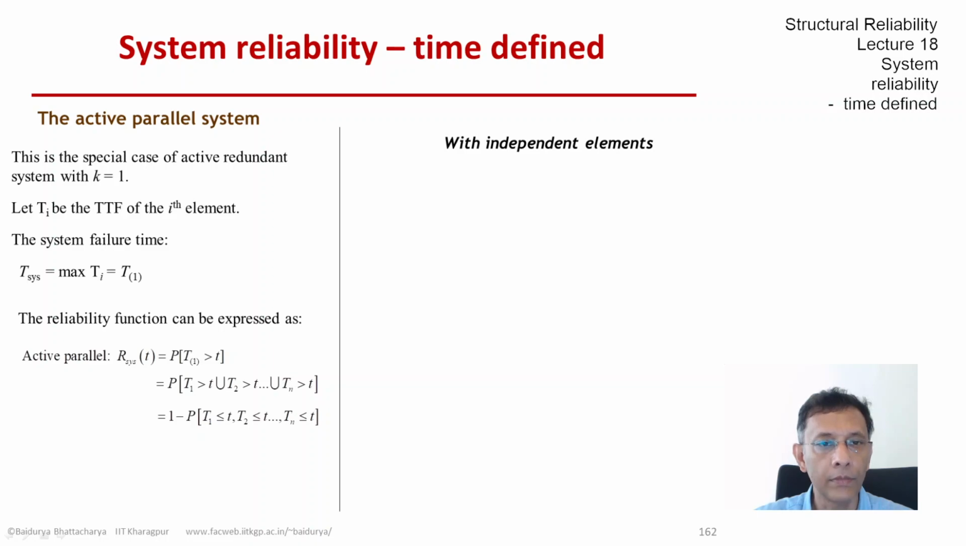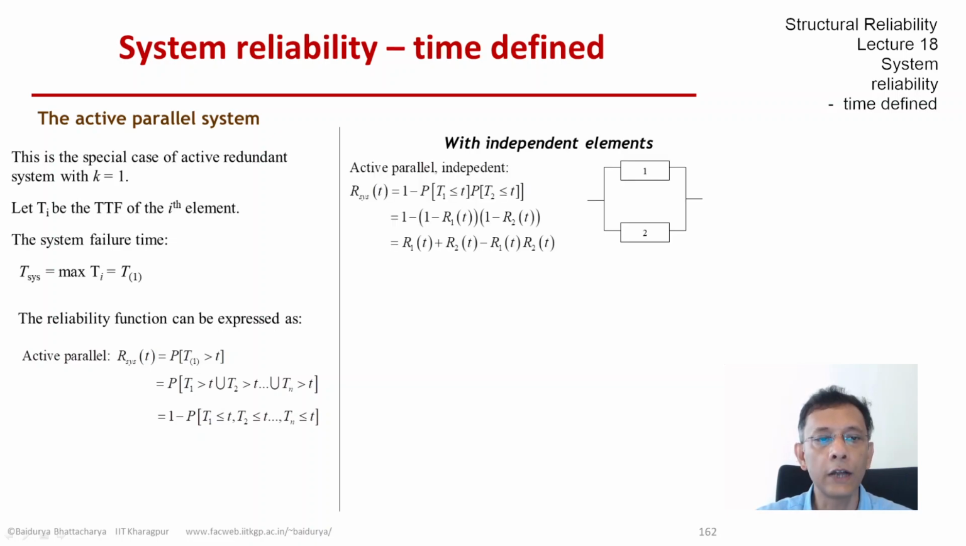Now let's see what this would look like with independent elements. So we start with the simple two element system that we did in the earlier series case. So for the active parallel system with two independent elements, the system reliability is 1 minus P of T1 less than or equal to t, times P of T2 less than or equal to t. So that ends up after the algebra as R1(t) plus R2(t) minus the product. So when we have two independent units in parallel.